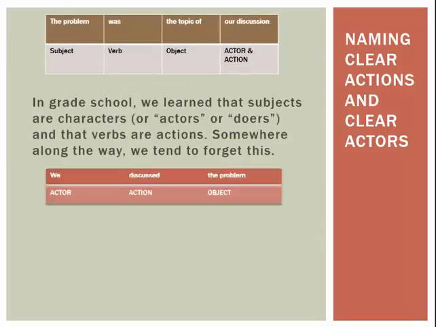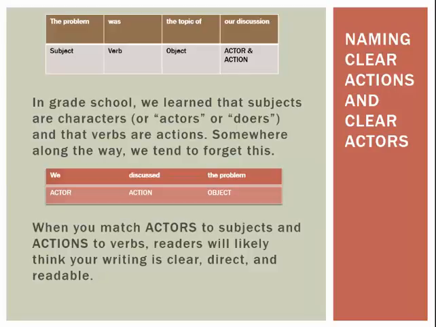This slide, I think, might help you understand the difference because the sentence is a little simpler. If your actors and your actions are in the right place, if your actor is the subject, your clearest, most specific actor, if it's the subject, and your clearest, most specific action is your verb, you're probably in good shape. As in the sentence, we discussed the problem. Very clear, very straightforward. A not so good version of that sentence is up here at the top.